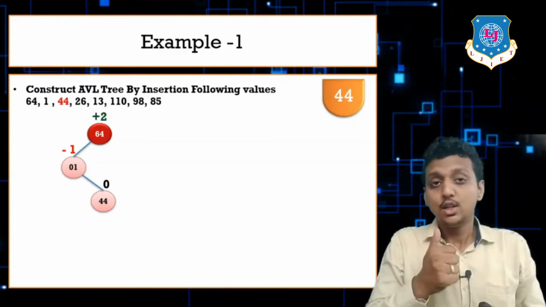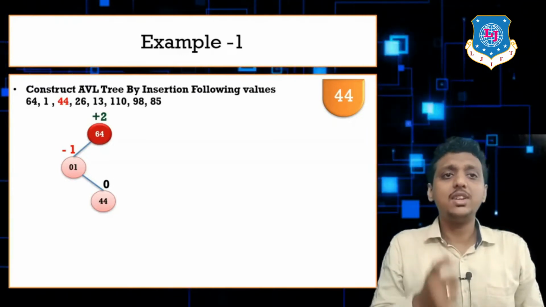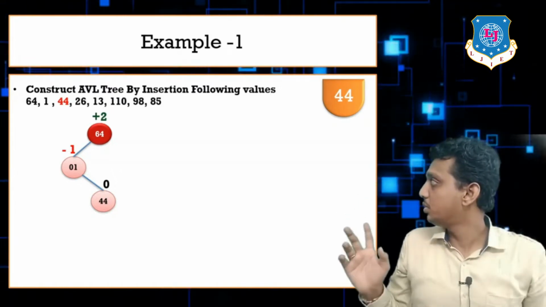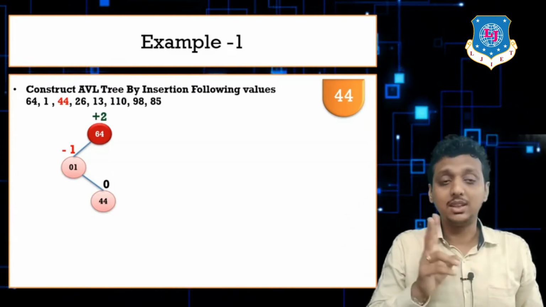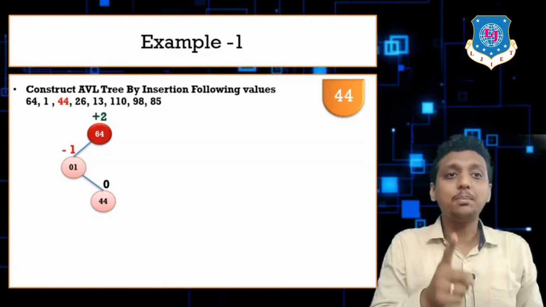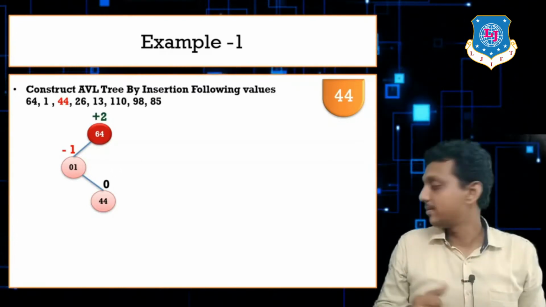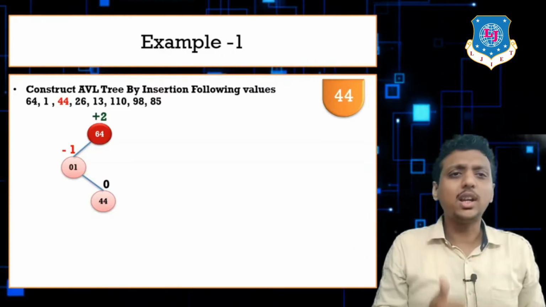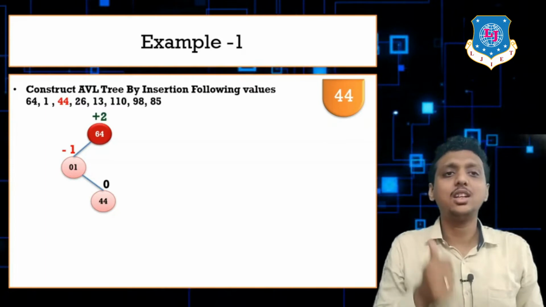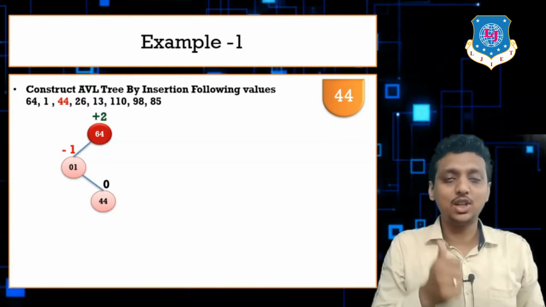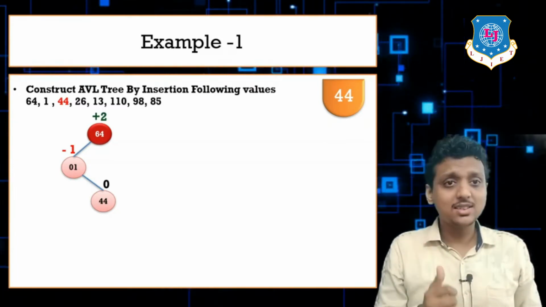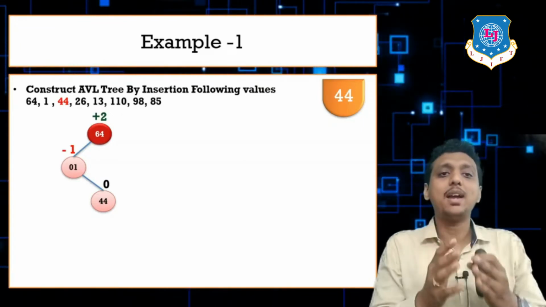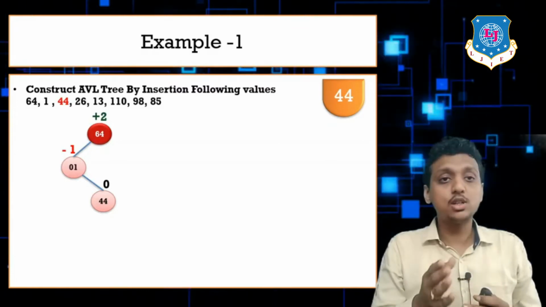Fine. So, what we are going to do is, here we are just applying our rules. So, this is the situation: plus 2, minus 1. That means here the right subtree of the left subtree is heavy. So what I need to do is I just need to apply LR rotation over here. Why, sir, LR? Because in the plus 2 minus 1 situation, the minus 1 shows the right heavy and plus 2 shows the left heavy.